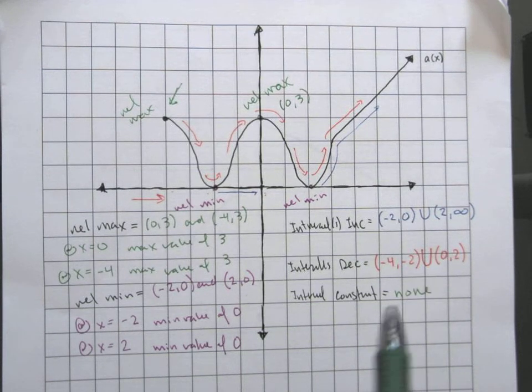Increasing, decreasing, constant is over here. So that's our new stuff. This is all new stuff for 2.2.